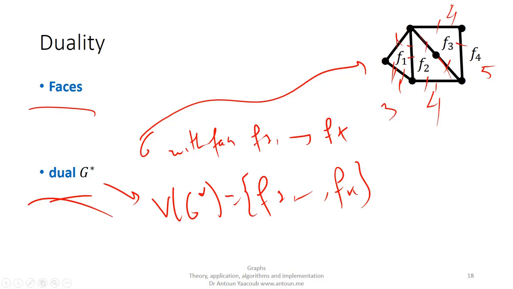So let us repeat it quickly. The dual is a graph, and its vertices are the faces. Here I have 4 faces, f1, f2, f3, f4. Whenever there's an edge in common between two faces, I will place an edge between them. f1 and f2 share one edge, so I will add one edge between f1 and f2. Between f2 and f3 there are 2 edges, so there should be 2 edges.